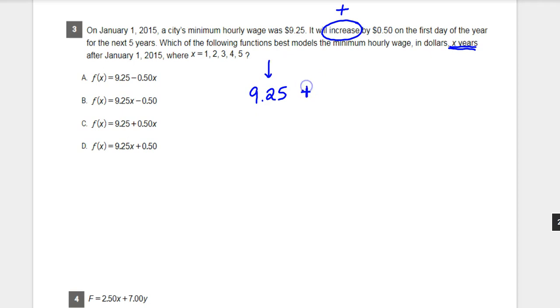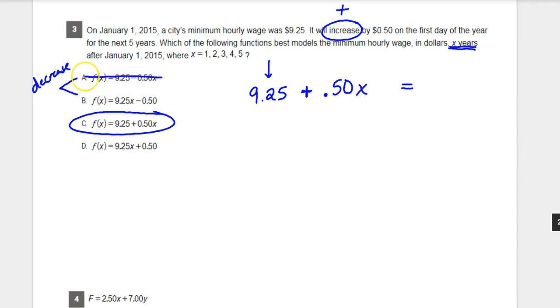We are going to increase or add 50 cents multiplied by every year, which they're using the letter X, and that should give me the final amount. That should give me how much the hourly wage is. So it looks like the correct answer here would be C. The only thing you got to be careful on, these two right here both represent decreases if our hourly wage was going down.